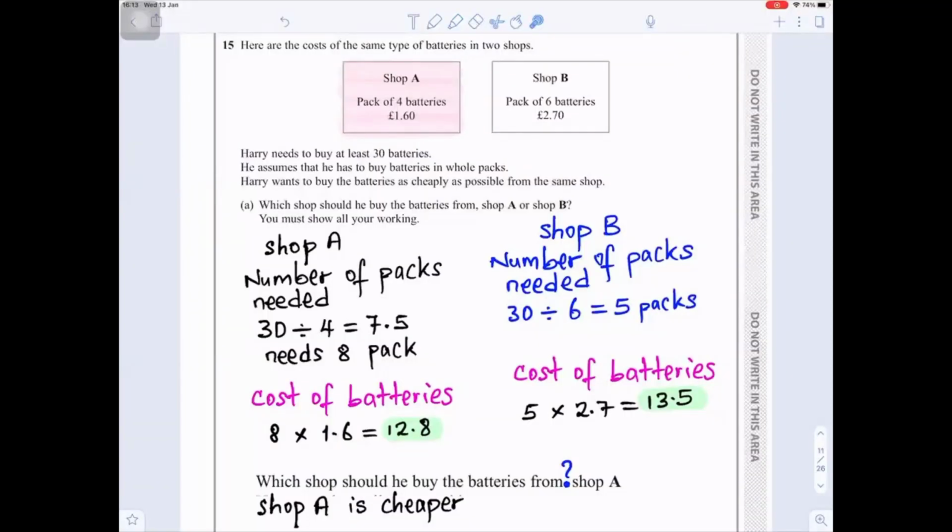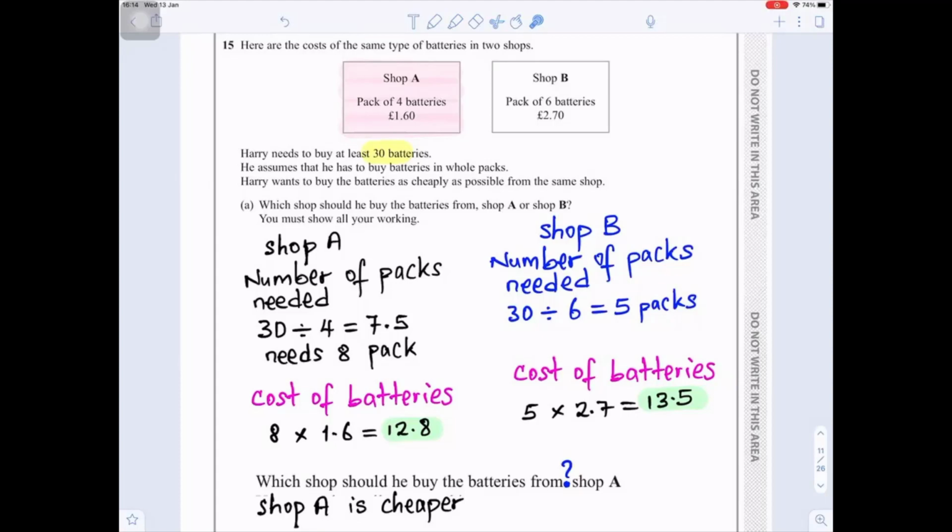Question number 15. Here are the costs of the same type of batteries in two shops. Shop A, pack of 4 batteries, £1.60. Shop B, pack of 6 batteries, £2.70. Harry needs to buy at least 30 batteries. He assumes that he has to buy batteries in whole packs. Harry wants to buy the batteries as cheaply as possible from the same shop. Which shop should he buy the batteries from? Shop A or shop B? You must show all your working.